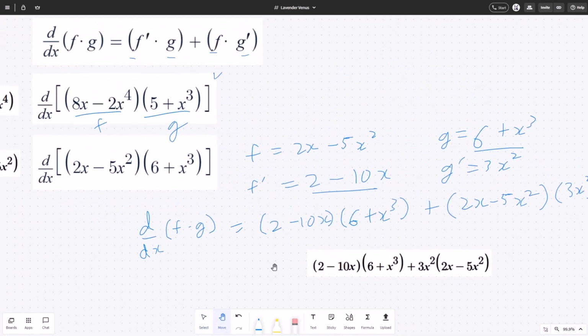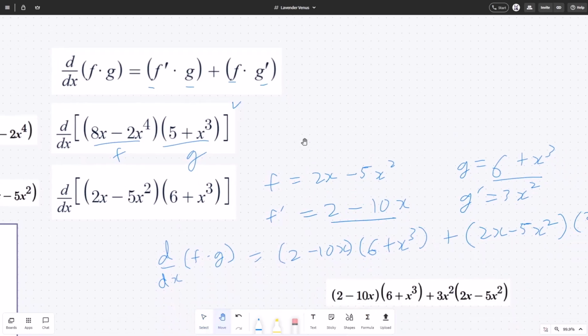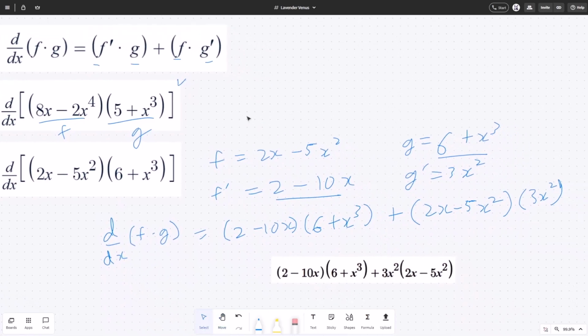Okay, so that is how you would use the product rule in derivatives in Calculus 1, and this will help you in many exams to solve the problems faster and get a high mark on your grade.